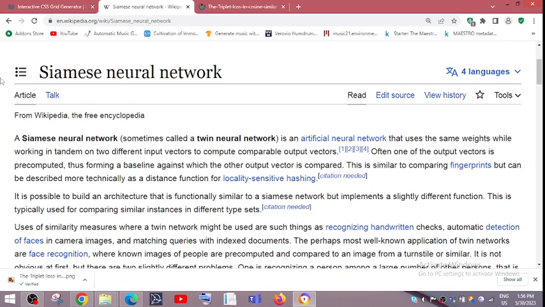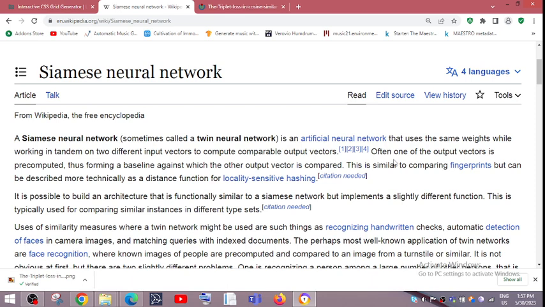Often one of the output vectors is pre-computed, thus forming the baseline against which the other output vector is compared. This is similar to comparing fingerprints, but can be described more technically as a distance function or locality sensitive hashing. It is possible to build an architecture that is similar to the Siamese network but implements a different function. This is typically used for comparing similar instances in different type sets.